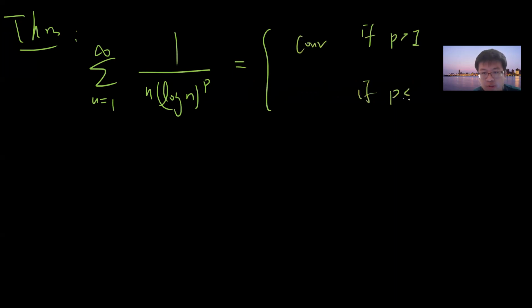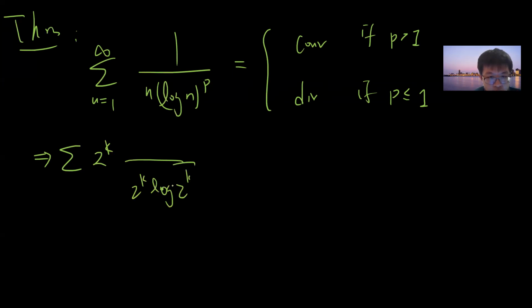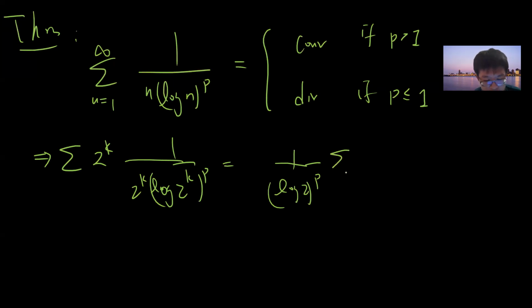Okay, also another theorem. What is the case, right? So the theorem says that if p greater than 1, it converges. If p less than or equal to 1, it diverges. Okay, and so let's prove it. The proof is basically using the same trick: you change it to 2 to the k, and log of 2 to the k, to the p. So it becomes 1 over log 2 to the p. You can pull out this log 2 to the p and write it as the sum from k equals 1 to infinity of 1 over k to the p.